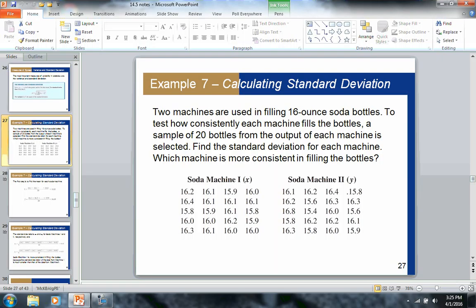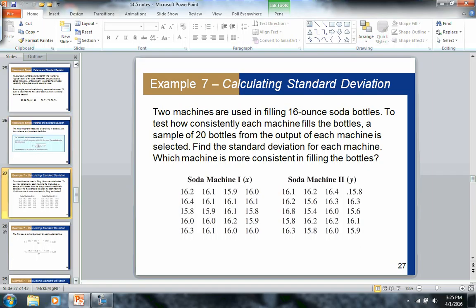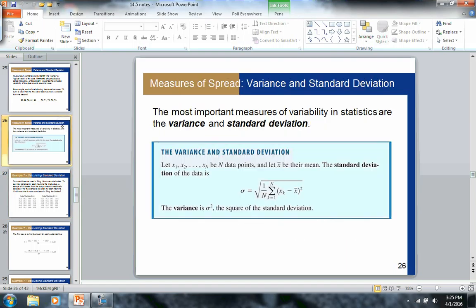Okay, so we have the soda machine 1 that we're going to call X, and then the soda machine 2 that we're going to call Y. So here we've got 20 samples for each. I think I've skipped something here. Yeah, I did. Let's go back to this because this shows us the actual equation that we have to use for standard deviation. And that's what we're going to have to do in example 7, which I'll go back to in a moment. So we're going to talk about variance and standard deviation.